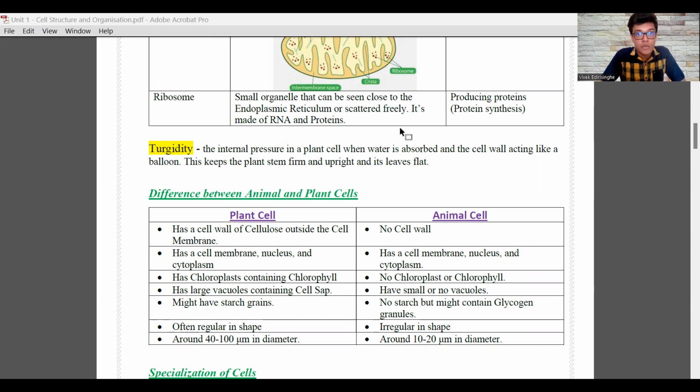For those who do not know what turgidity is, which was mentioned with the cell wall, turgidity is the internal pressure in a plant cell when water is absorbed and the cell wall acts like a balloon. This keeps the plant stem firm and upright and the leaves flat.